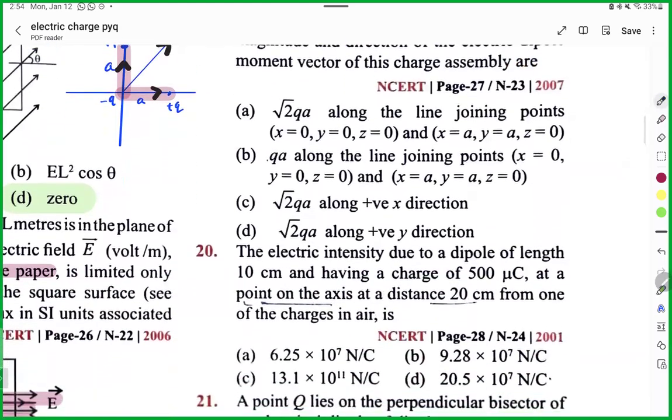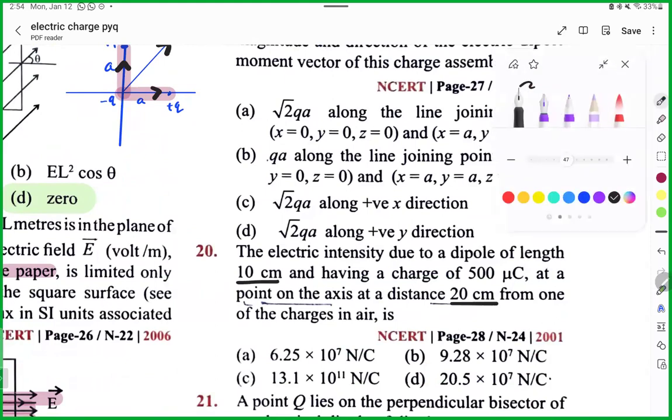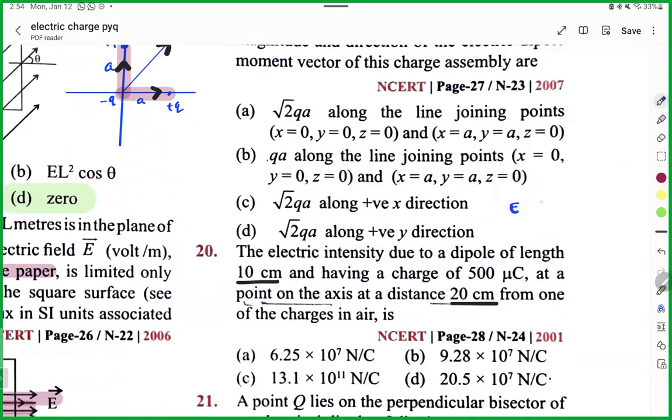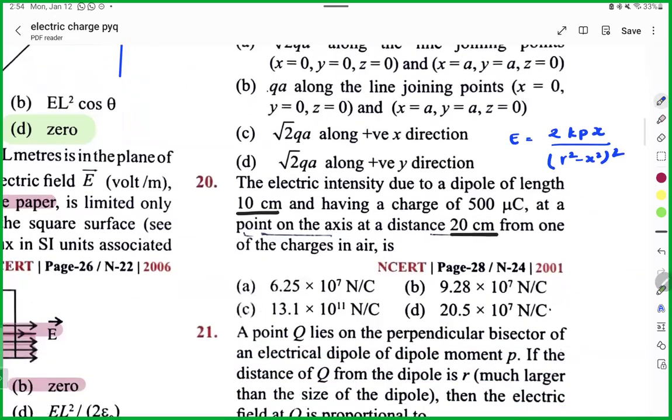This was that question. One distance is 20 centimeter, another distance is 10 centimeter. You can't ignore one over the other. So that's why your formula should be: electric field along the axis will be 2kpx over (r square minus x square) whole square. This will be the formula.